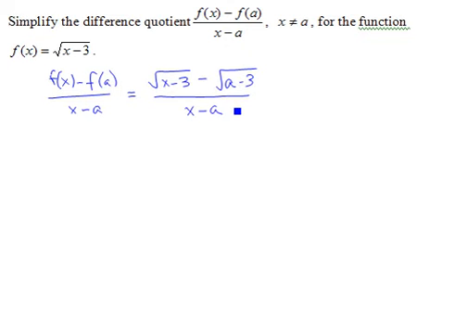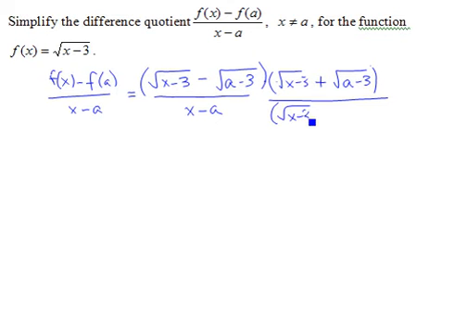And the way to simplify a difference quotient that involves radicals in the numerator like this is to multiply by the conjugate of the numerator. That's the square root of x minus 3 plus the square root of a minus 3. And if we do that to the numerator, we had better do it to the denominator as well, so that we're not changing our function. So, this is a unit fraction, so that we're really just multiplying by 1, which we know doesn't change the value.